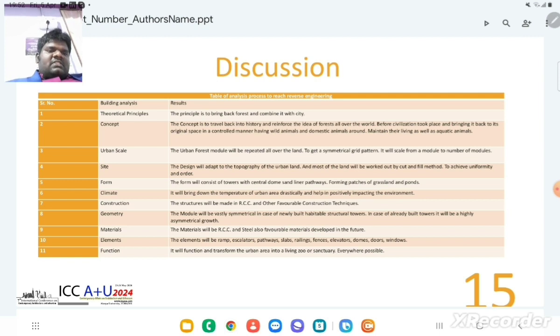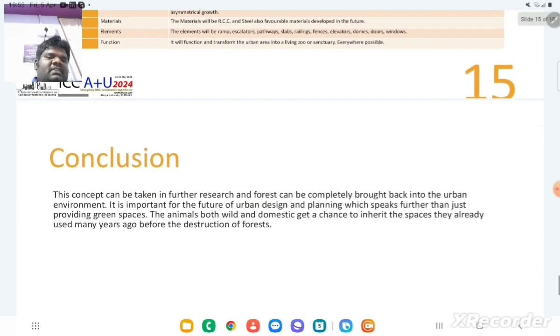Construction: the structures will be made of RCC and other favorable construction techniques. And geometry: the module will be vastly symmetrical in the case of newly built habitable towers, and in the case of already built towers it will be highly asymmetrical growth. Materials: the material will be RCC, steel and other favorable materials depending on the future. Elements: the elements will be ramps, escalators, pathways, slabs, railings, fences, elevators, domes, doors, windows. Function: it will transform urban area living into a living zoo or sanctuary.